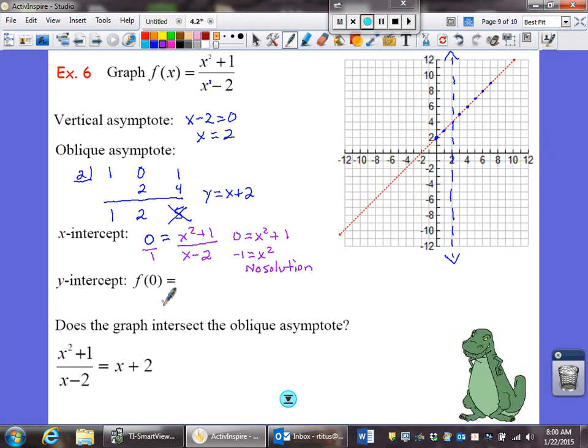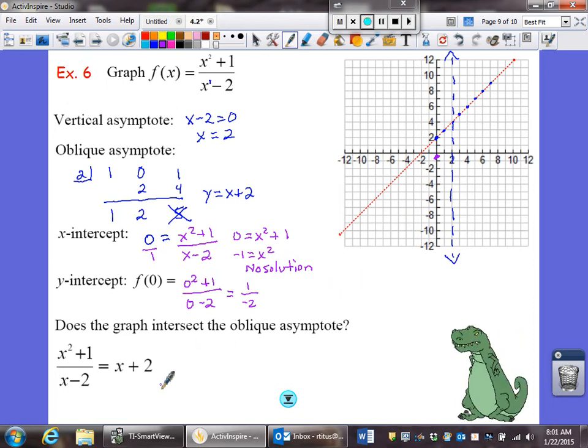And how about the y-intercept? You got to let x be 0, so that would be 0 squared plus 1 divided by 0 minus 2, and that would be left with 1 divided by negative 2, which is negative 1/2, which puts us right about here. And remember, it never crosses this axis right here, so we got to keep that in mind. It's below, okay? It's going to be below this axis in that little section there.